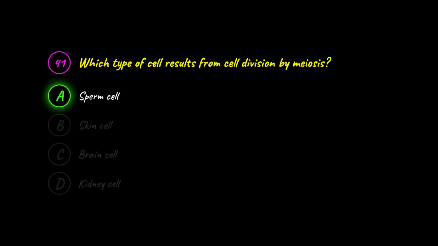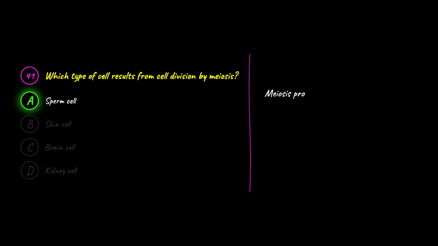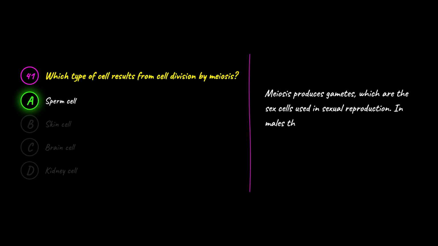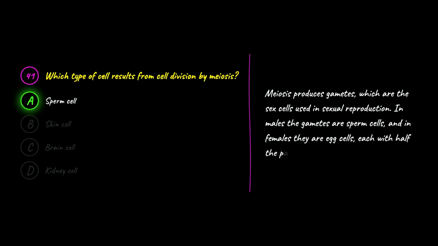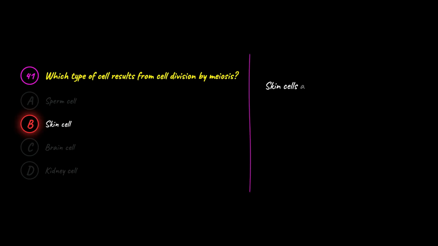The correct answer is A. Sperm cell. A is correct because meiosis produces gametes, which are the sex cells used in sexual reproduction. In males, the gametes are sperm cells, and in females, they are egg cells, each with half the parent chromosome number for fertilization. B is wrong because skin cells are somatic cells produced by mitosis, not meiosis at all.